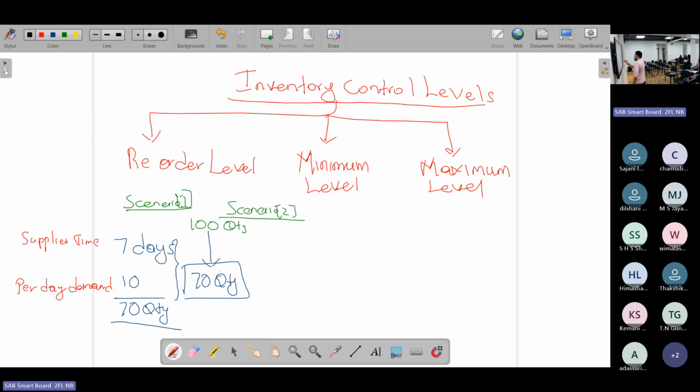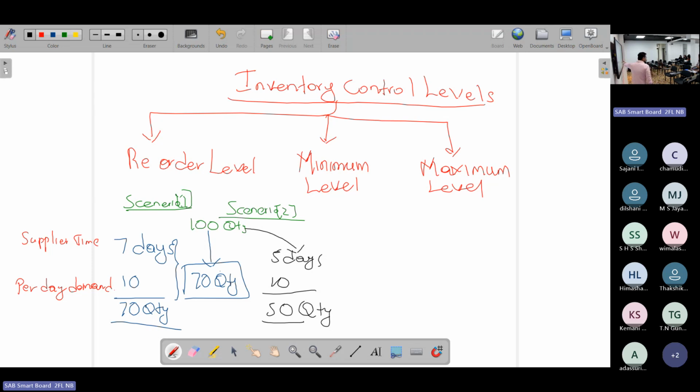Same here, 100 quantities. Here the supply time is 5 days. Same demand, 10. So here, 50 quantities. Okay. So this level is called the reorder level, at which point I should put my new order. Here demand is 10 for 7 days, so you have to fulfill the 7 days requirement. That much stock you should have. So your reorder level is 70.